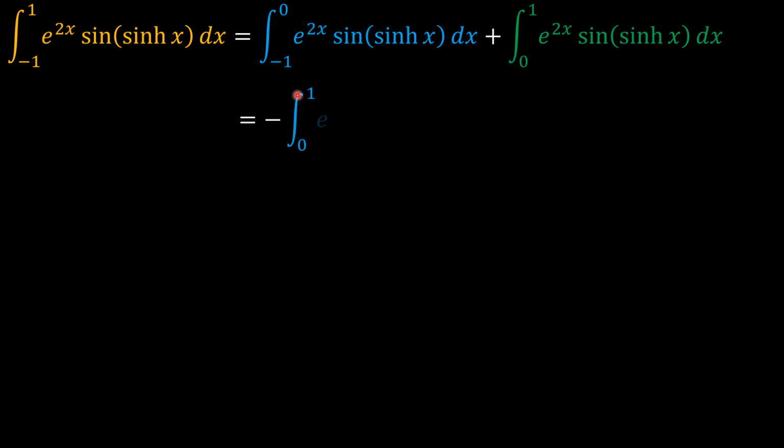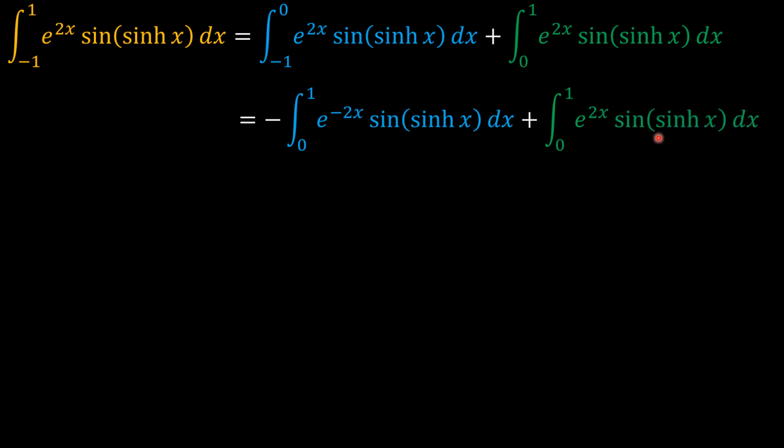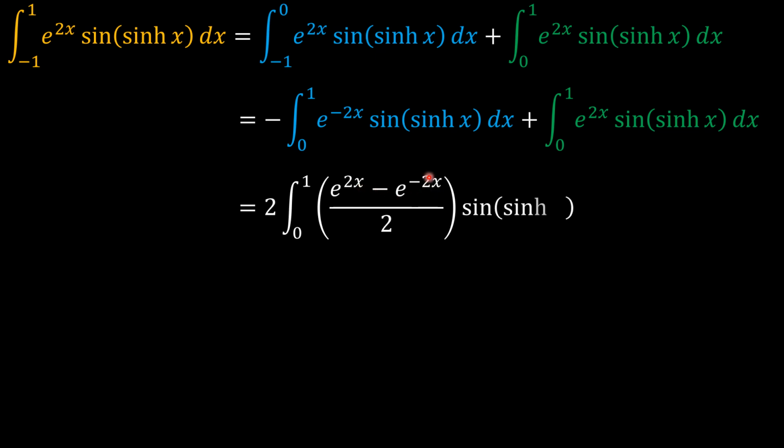Okay, so this is what we had initially, right? And now plugging in -1, the integral from x equals 0 to 1 of e to the power -2x sine of hyperbolic sine of x plus this integral from x equals 0 to 1 of e to the power 2x sine of the hyperbolic sine of x. And so we can now bunch things together, and so we have 2 times the integral from x equals 0 to 1 of e to the power 2x plus e to the power -2x. This -2x comes from here, over 2 times sine of the hyperbolic sine of x.